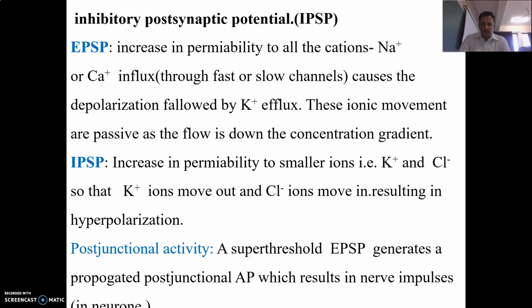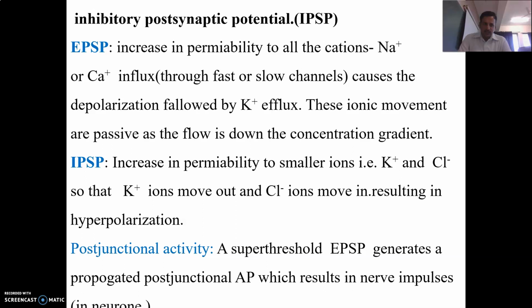The excitatory effect is usually obtained when the cations, which I told you are present outside the membrane, get influx inside the membrane. Then you get the excitation effect, like calcium ion influx through the fast or slow channels causing depolarization. Whenever the cations get influx, the anions obviously should get efflux from the body, followed by potassium efflux. The ionic movements are passive in nature, as the flow is down the concentration gradient.